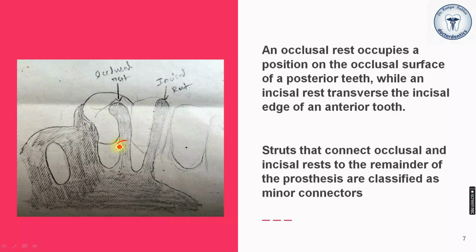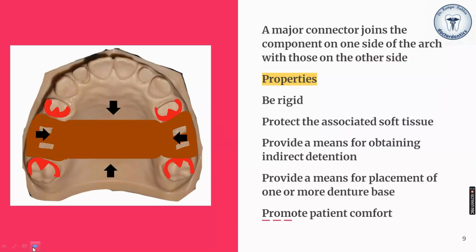Then this part is struts. Struts connect the occlusal and incisal rests to the remaining part of the prosthesis. Then coming to the major connector. Till now I have told you about the general components. Now we talk about the major connectors. So this is the basic picture of the major connector. You can see here it is joining one part of the arch to the other part of the arch.